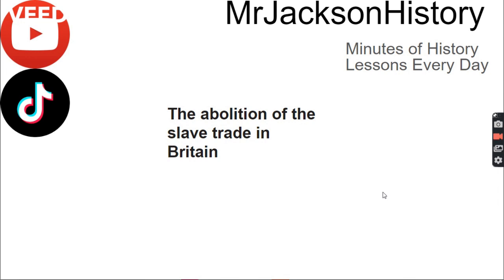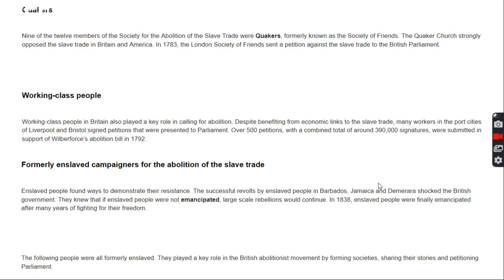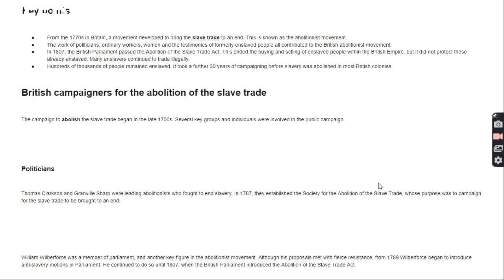The abolition of the slave trade in Britain. Key points. From the 1770s in Britain, a movement developed to bring the slave trade to an end. This is known as the abolitionist movement. The work of politicians, ordinary workers, women, and the testimonies of formerly enslaved people all contributed to the British abolitionist movement. In 1807, the British Parliament passed the Abolition of the Slave Trade Act.